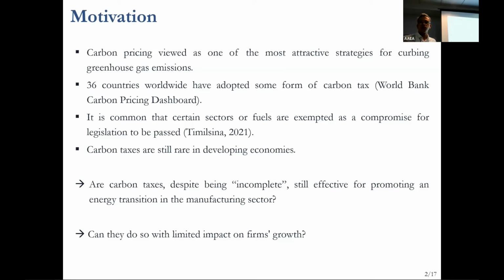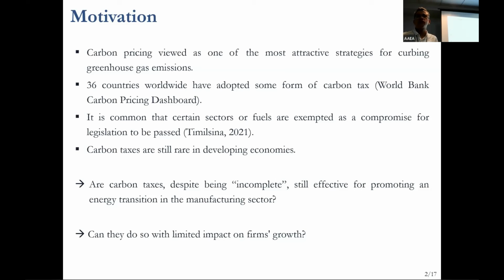It shows what kind of carbon pricing it is, either carbon tax or ETS. But as a carbon tax, there are only 36 countries in the world who currently have any form of carbon pricing. And it's common that most of these policies are going to exempt some sectors, some fuels, just to be able to get them through the legislatures and implement them, because they're going to face very heavy political opposition from some sector or another, which is the case in Colombia too, and these are very rare in developing countries.